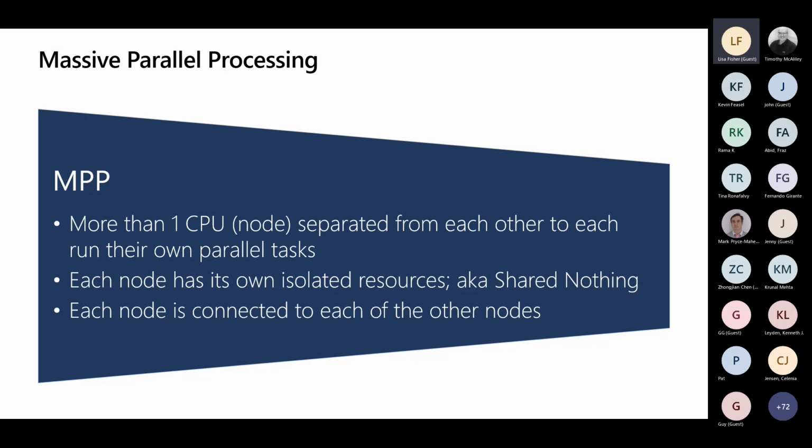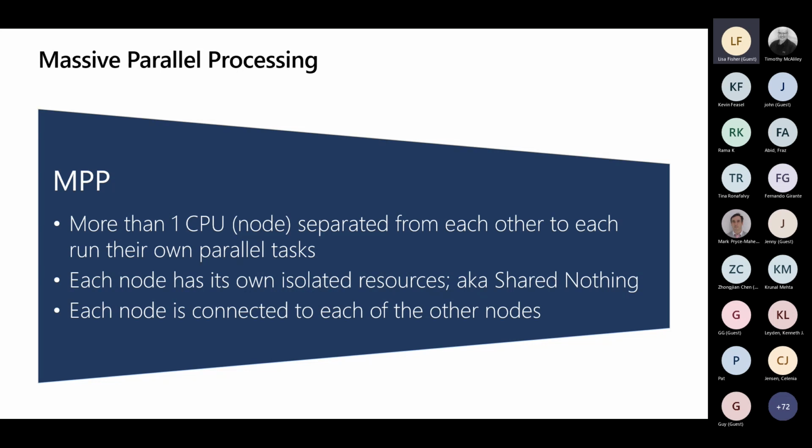So the idea is that they're separated from each other, and that way they each can run their own parallel tasks. So they're still using parallelism within the CPU, but they each have their own set of tasks. In fact, they don't really know about each other. And part of that paradigm is that each node is going to have its own resources. This is known as shared nothing, right?